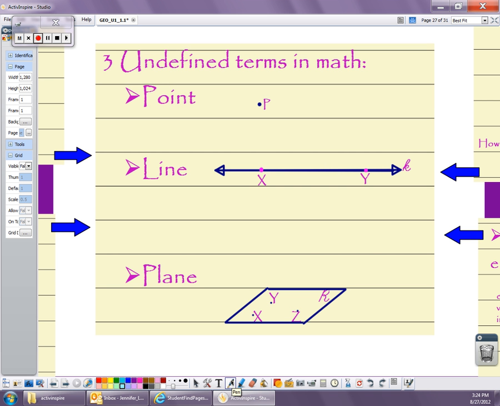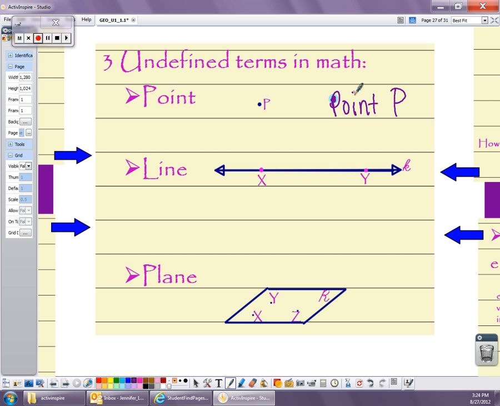First thing is that there are three undefined terms in math: point, line, and plane. If I wanted to label this point, we'll write with a pen instead. Point P, and make sure that you use a capital letter. I'm going to talk as I go through things. If I don't write it down, that doesn't mean you can't write it down in your notes, okay?